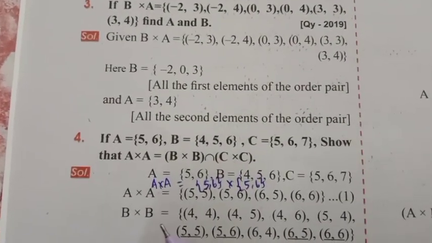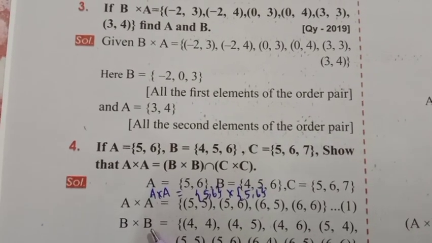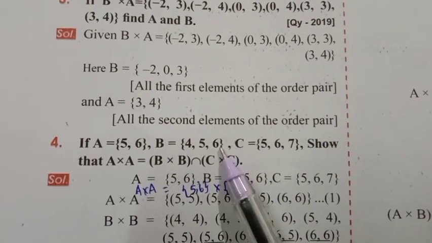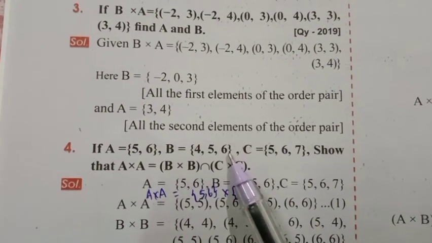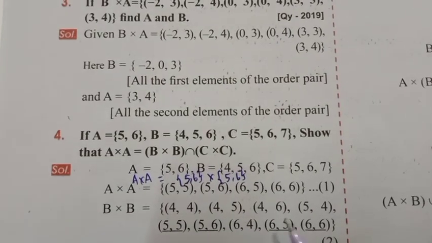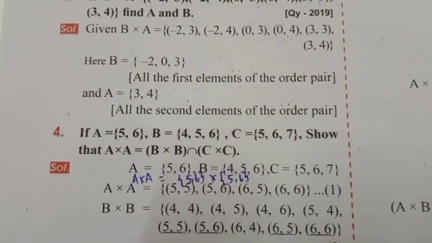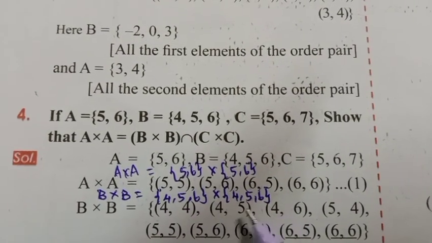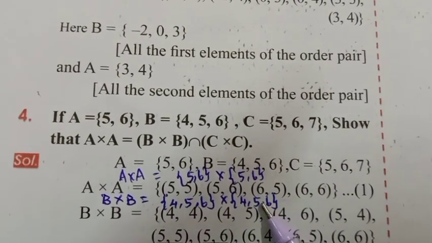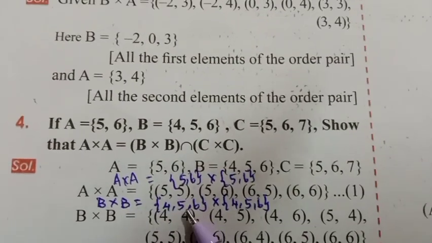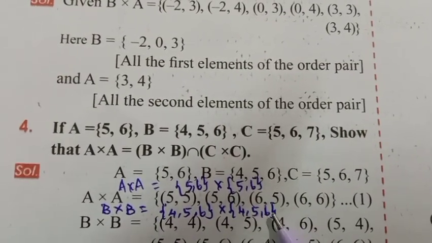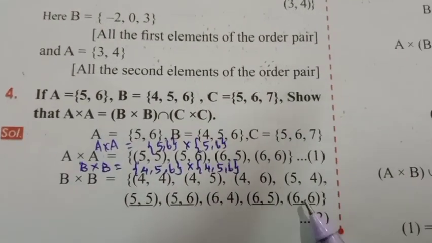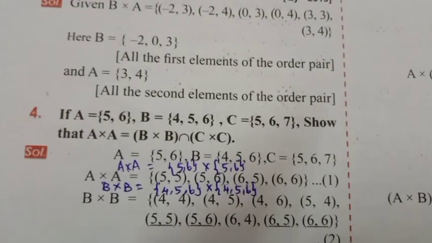Then you have to find B cross B. So you have to take and write the B value 4, 5, 6. That is 4, 5, 6 cross 4, 5, 6. Then you have to make a Cartesian product. This 4 makes pair with these elements: 4, 4, 4, 5, 4, 6. Then 5, 4, 5, 5, 5, 6. Then 6, 4, 6, 5, 6, 6. It is called equation number 2.